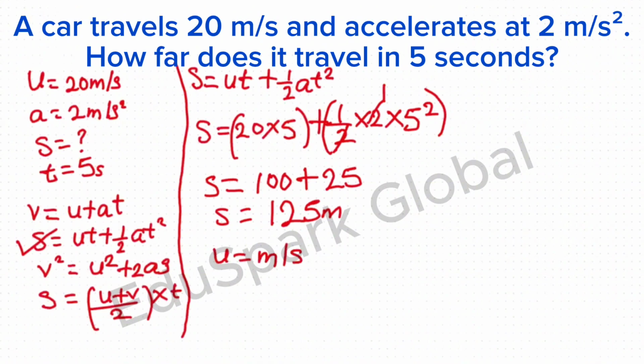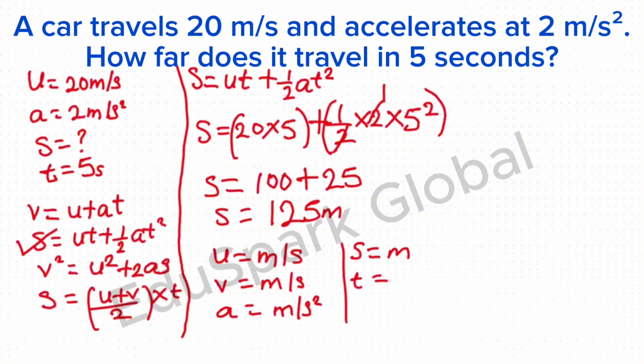Let us recall that our U is initial velocity, which is in meters per second. Our V is final velocity, which is in meters per second. That is the unit. Our A is acceleration, which is in meters per second squared. Our S is the distance, which is in meters. And our T is time, which is in seconds.